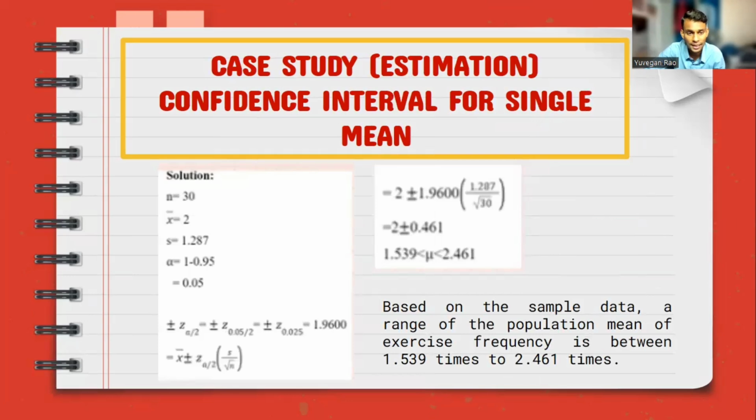So n is equal to 30, x̄ is equal to 2, s is equal to 1.287. Confidence level is 0.95, obviously 1 minus 0.95, so the significance level will be 0.05. So we'll get an answer of 1.539 is less than mu, but more than 2.42, but it is less than 2.461.